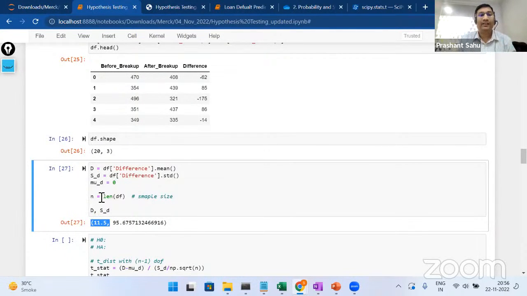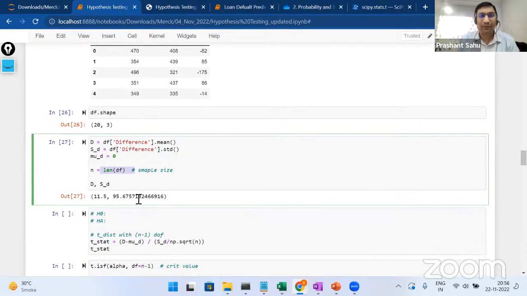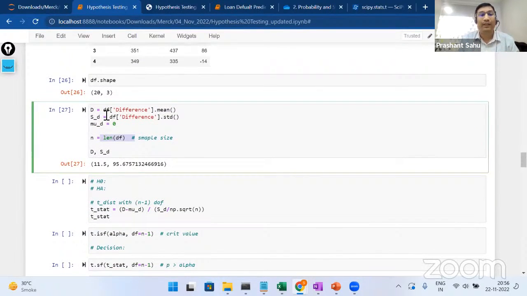Yeah. And N is the sample size. Why will I need this N? Degree of freedom. We want to calculate that. But is this clear to everyone till here?